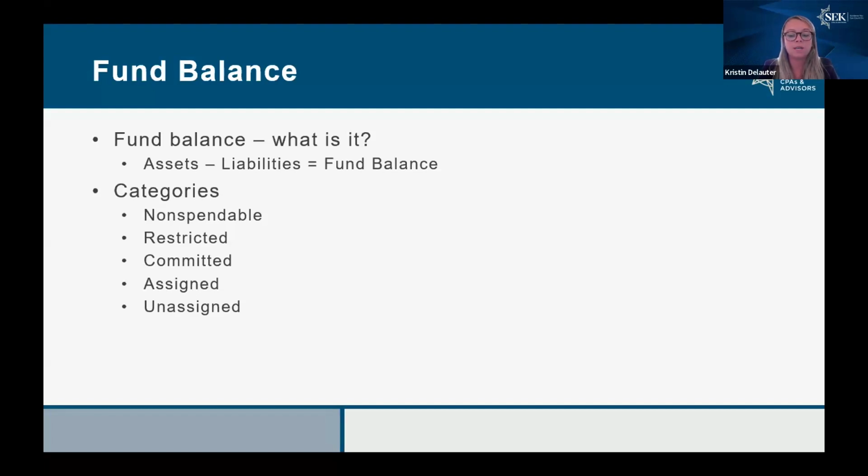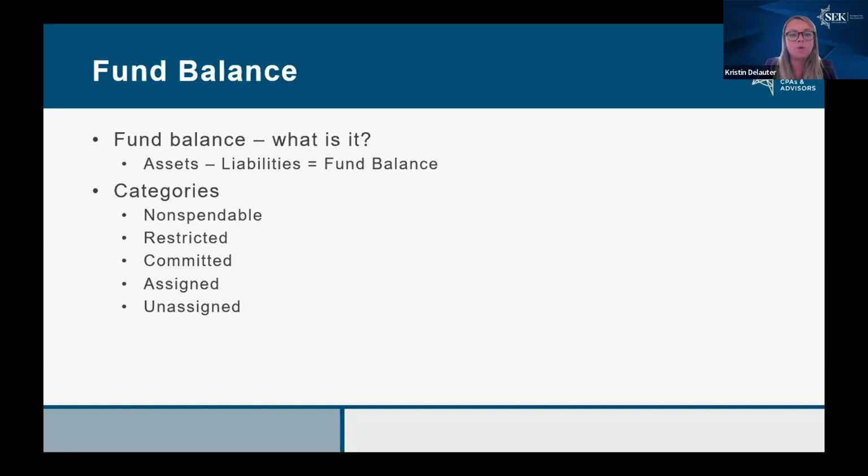The assigned fund balance are spendable amounts in other governmental funds that are not considered restricted or committed, or in the general fund, those would be intended for a specific purpose. So we primarily see these as the subsequent year budget deficit for a lot of our clients, where if you're budgeting a deficit of $500,000, you would be showing that as an assigned fund balance.